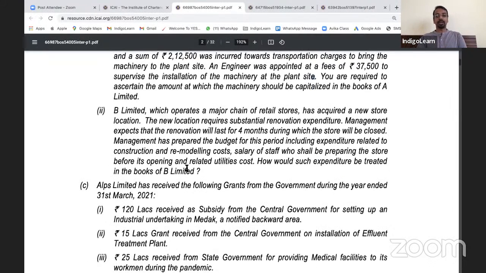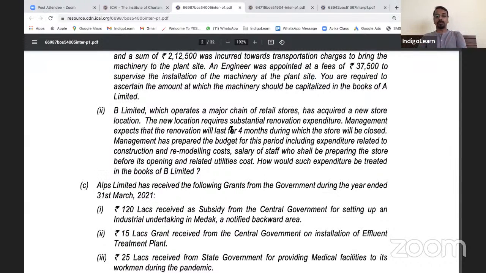Okay. Second question. It's there in the study material also. B Limited, which operates a major chain of retail stores, has acquired a new store. The new location requires substantial renovation expenditure. Now, this renovation expenditure, if necessary to bring that store in the condition and location as intended by the management, will be capitalized.